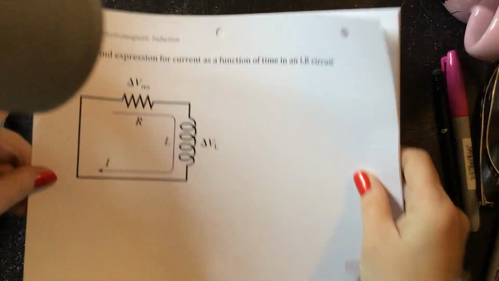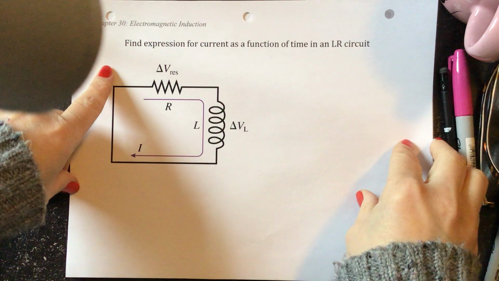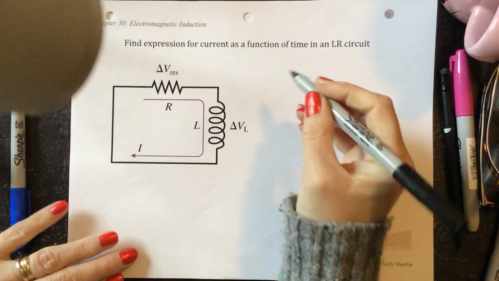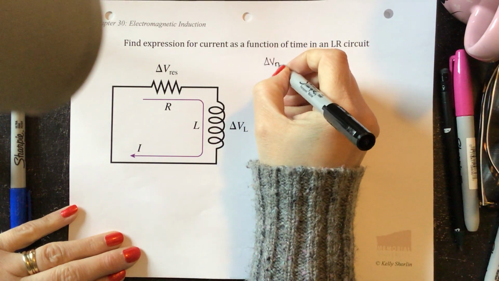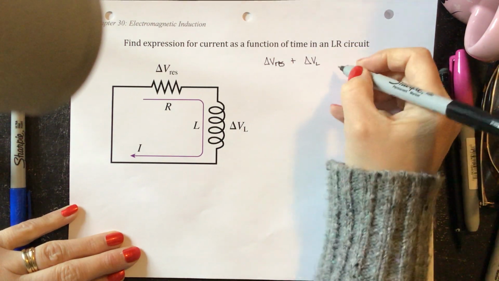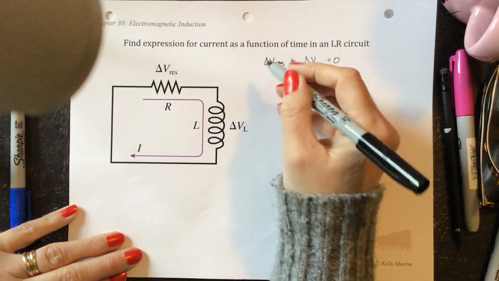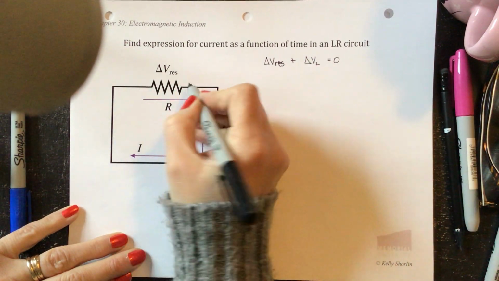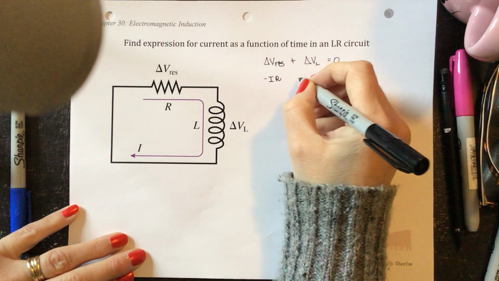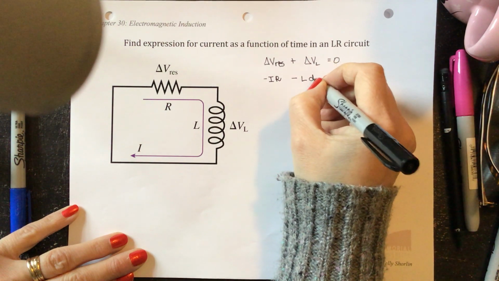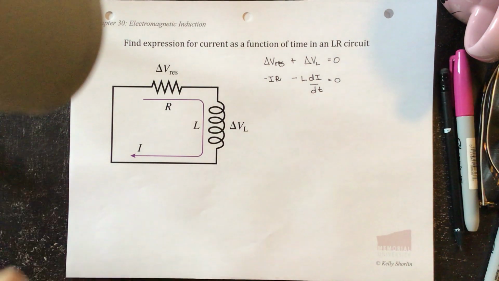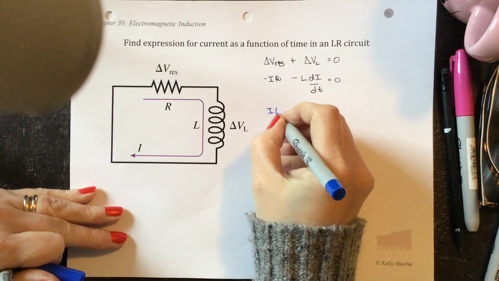So we'll start by writing Kirchhoff's law, which says that the net potential around the circuit is equal to 0. The net potential around the circuit will be the potential difference of the resistor plus the potential difference of the inductor, and that has to be equal to 0. Across the resistor, there is a potential drop, that's minus IR, and across the inductor, the expression for the change in potential is minus L times dI by dt. That's going to be equal to 0. Our question is asking, what is the current as a function of time?